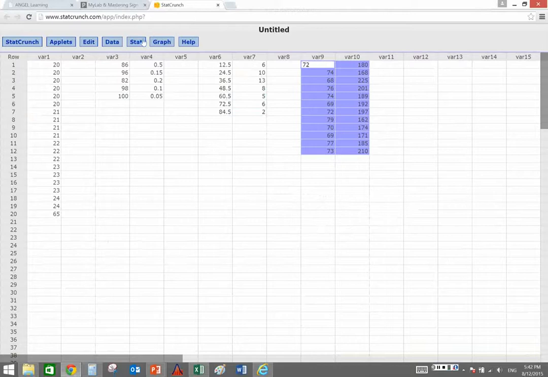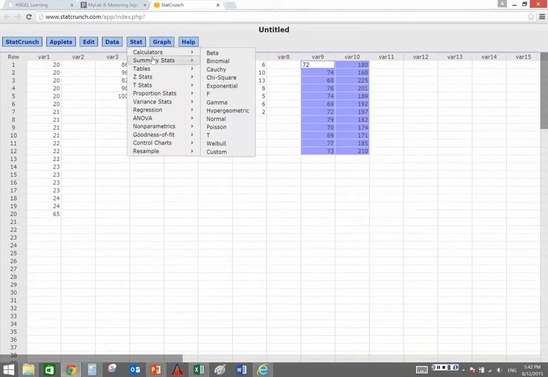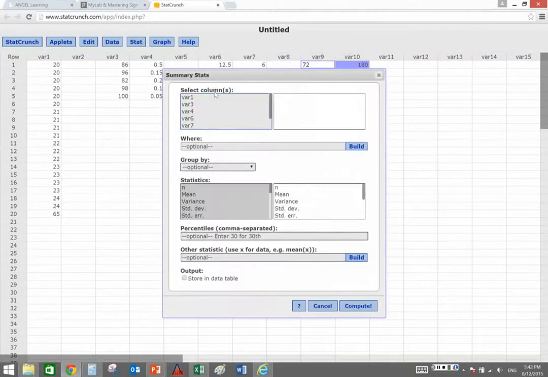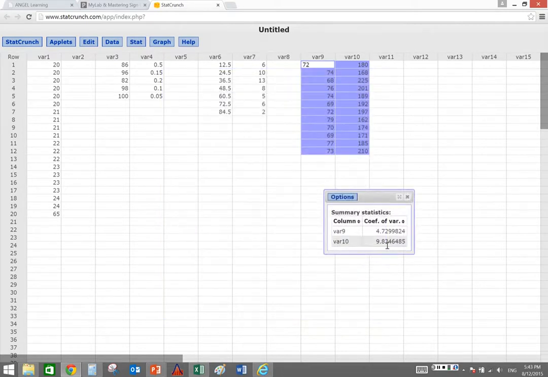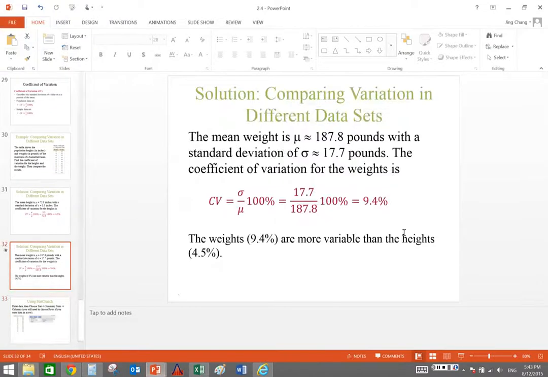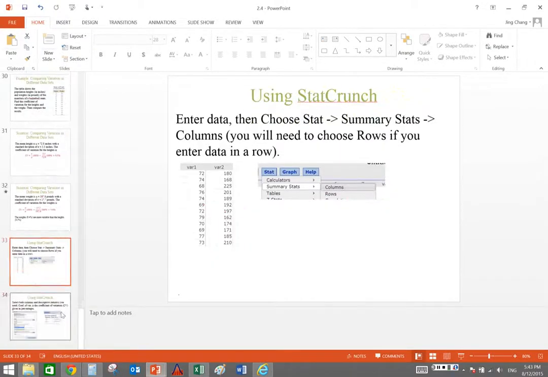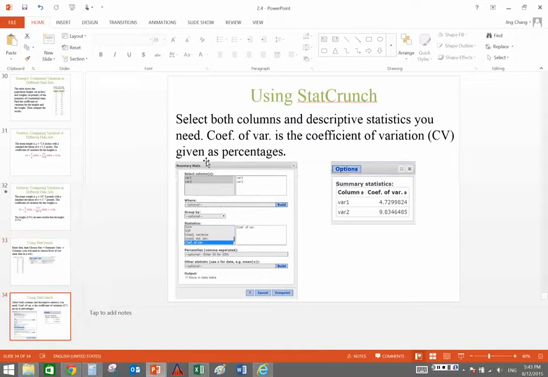Okay, and then under Stat, Summary Stats, Columns, if you choose column 9, 10, and from this list you can find the coefficient of variation, and here it comes. This is a percentage, so you don't need to multiply by 100%. It's 4.7% and 9.8%, as we did here. So it's already a percentage. Keep that in mind. Okay, so that's all about 2.4.